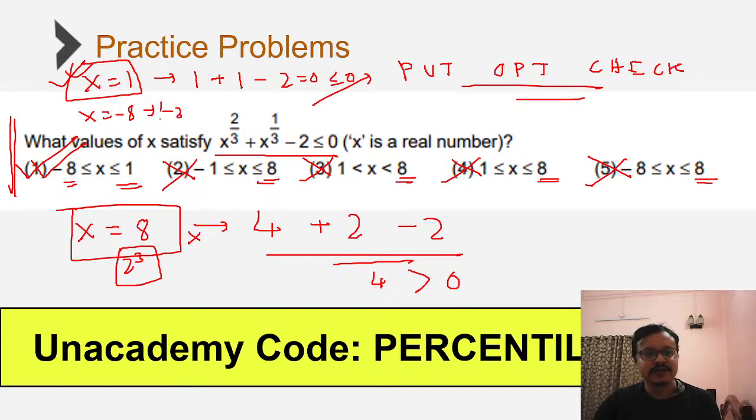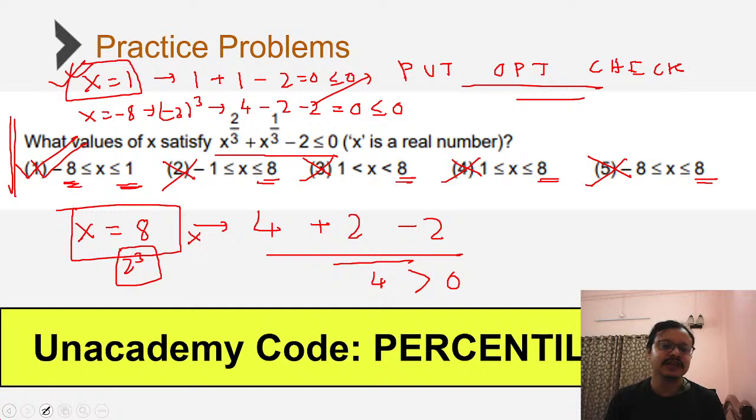What is minus 8? Minus 2 whole cube. So minus 8 to the power 2/3 will be minus 2 whole square, which is 4, and minus 8 to the power 1/3 will be minus 2. So 4 minus 2 minus 2 is also equal to 0, which again satisfies the less than or equal to 0 condition. So as you can see, option A is satisfying. Hence the answer is x lies between -8 and 1.